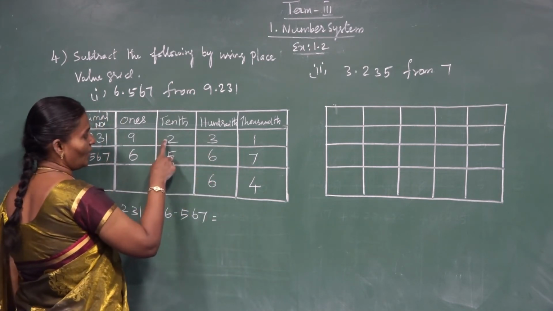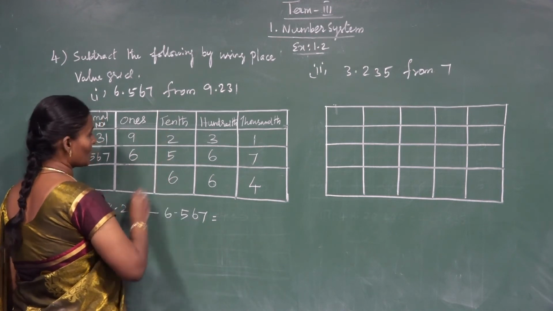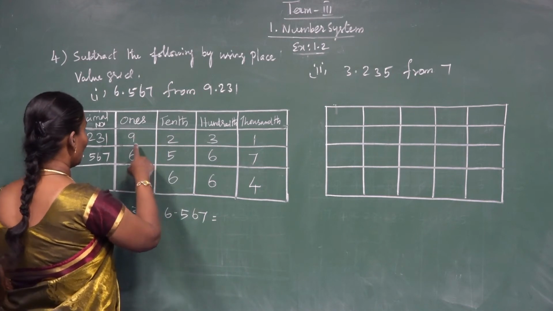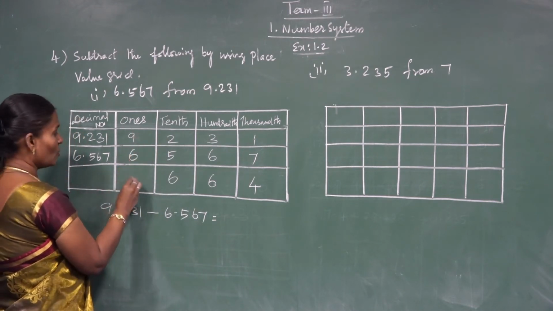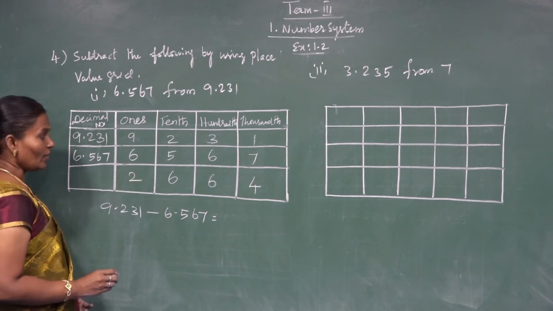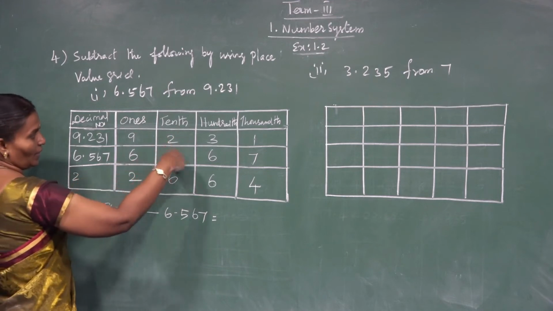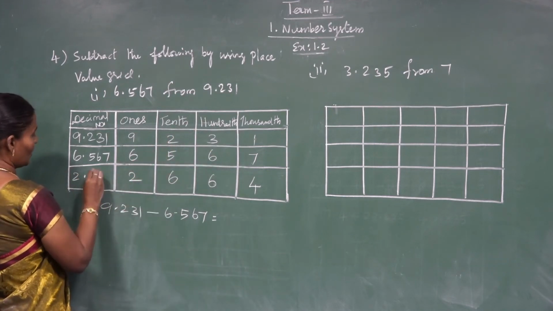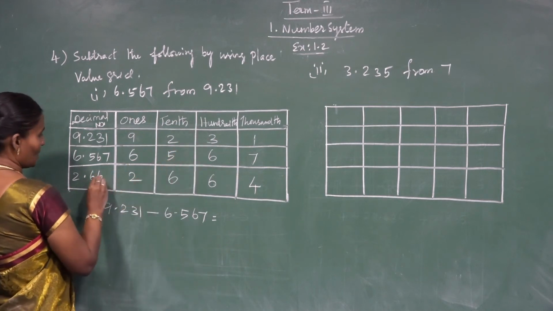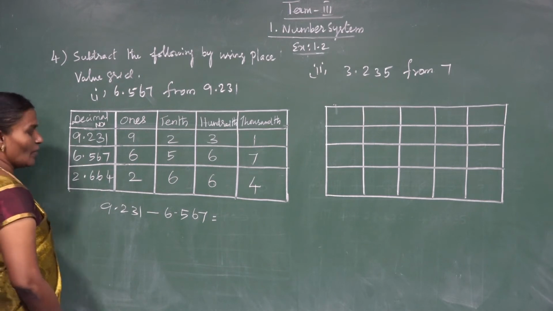Then here I have only 11. 11 minus 5 is 6. Here already one was given, so here 8. 8 minus 6 is 2. So in ones place there is 2. Then decimal places, so you put the decimal point. In the 10th place is 6, 100th place is 6, and 1000th place is 4. Understand, children?